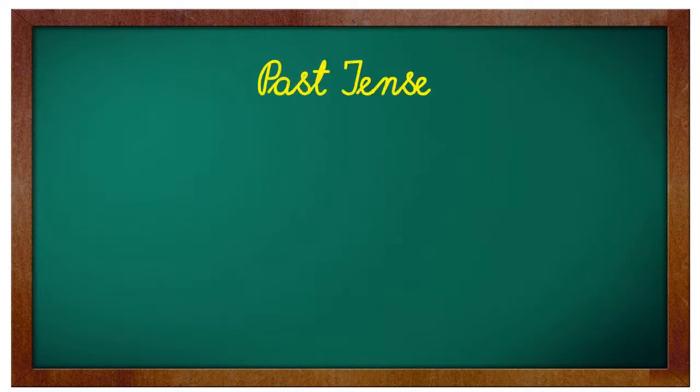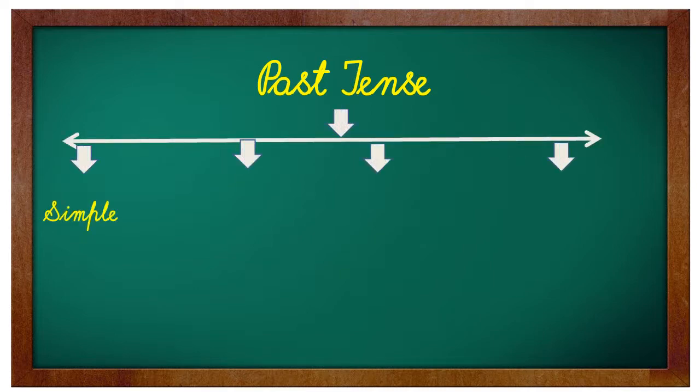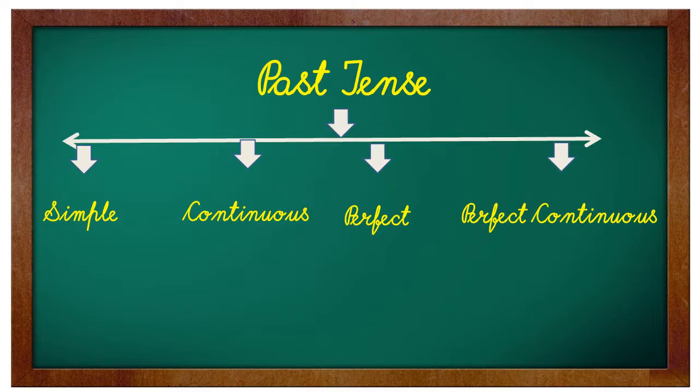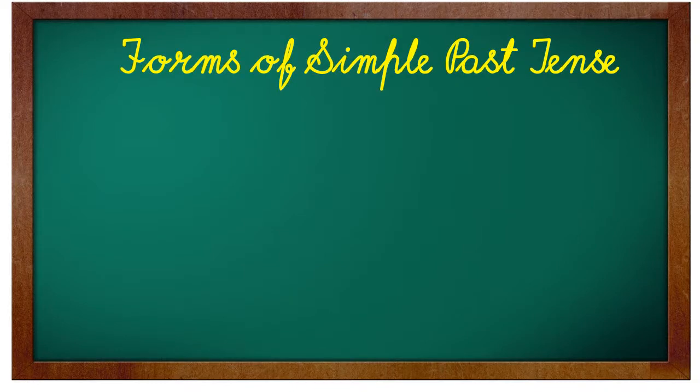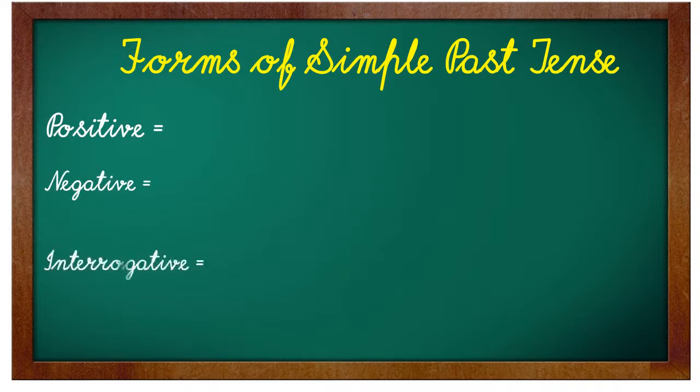The past tense is categorized further into the following types: simple past, past continuous, past perfect, and past perfect continuous. First, we will study simple past. The simple past is a verb tense which is used to show that a completed action took place at a specific time in the past. There are three forms in which simple past tense is observed: positive, negative, and interrogative sentences.